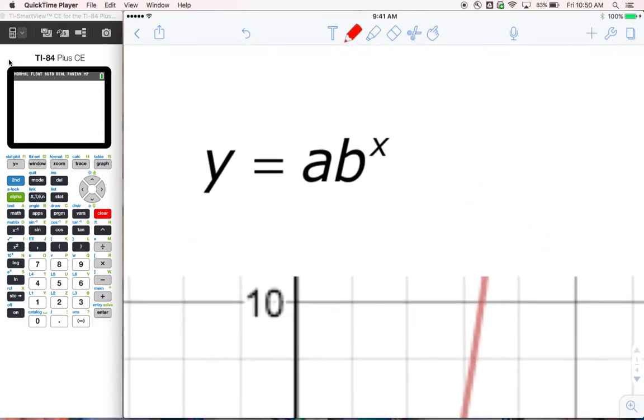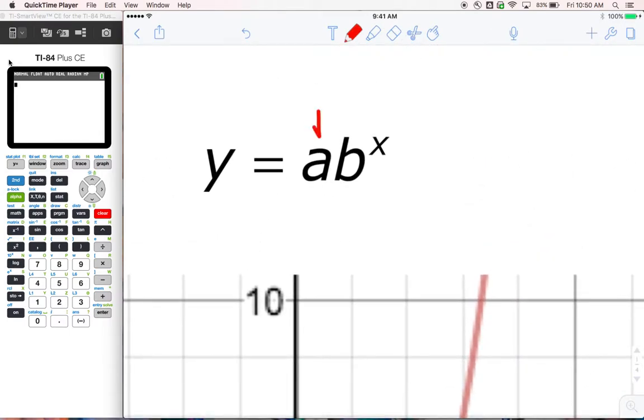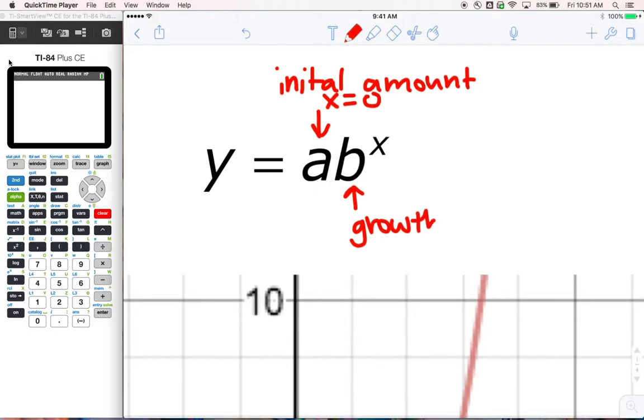Before we go any further, let's remind ourselves that a, we know, is the initial amount. And we also know that at the a value, x is equal to 0. And b is our growth factor, or our decay factor, depending on what we're looking at.